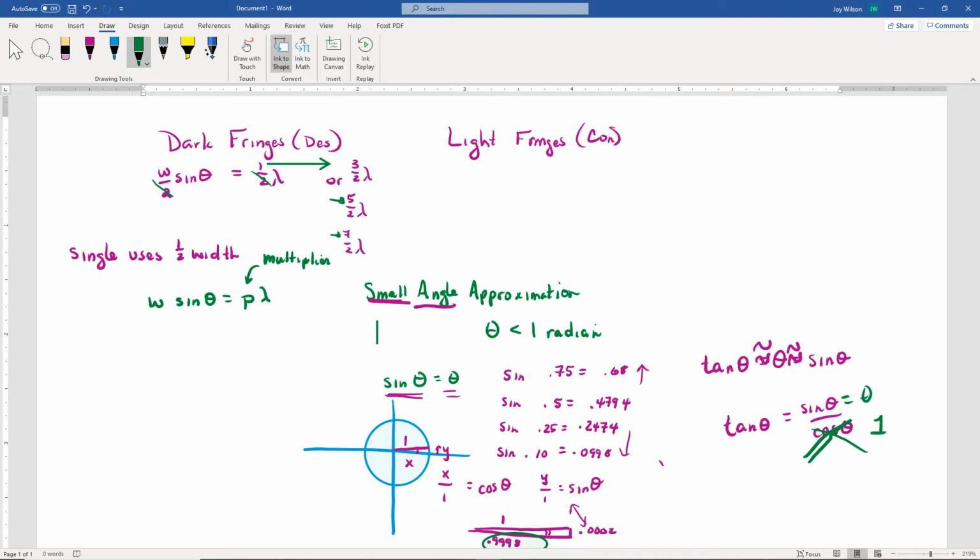Now, for those of you that don't feel comfortable about this, I'm really sorry, but this is one of those times when calculus actually proves that this approximation is correct, but you have to have had a couple of semesters of calc before you see that. So just bear with me. So here's what's going to happen now. Going back to our dark fringes, we have W sine theta.